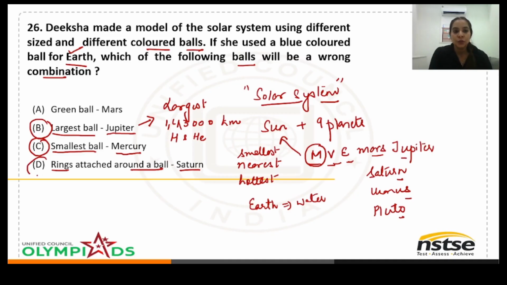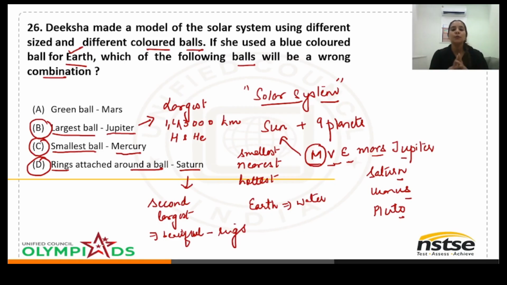Again, this is true. The reason being, if I talk about Saturn, Saturn is the second largest planet after Jupiter. It is the second largest planet, and also it has got beautiful rings around it, and those rings are assumed to be formed of asteroids, comets, etc. Those which broke up before reaching the surface of Saturn, right? So that means this one is also true.